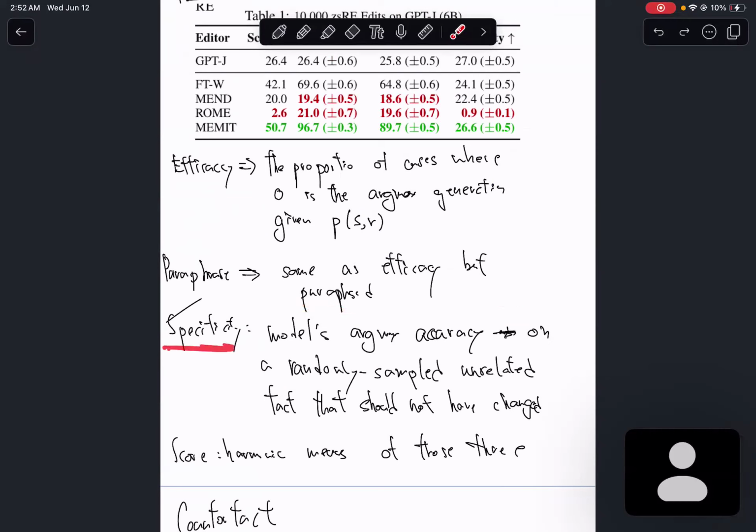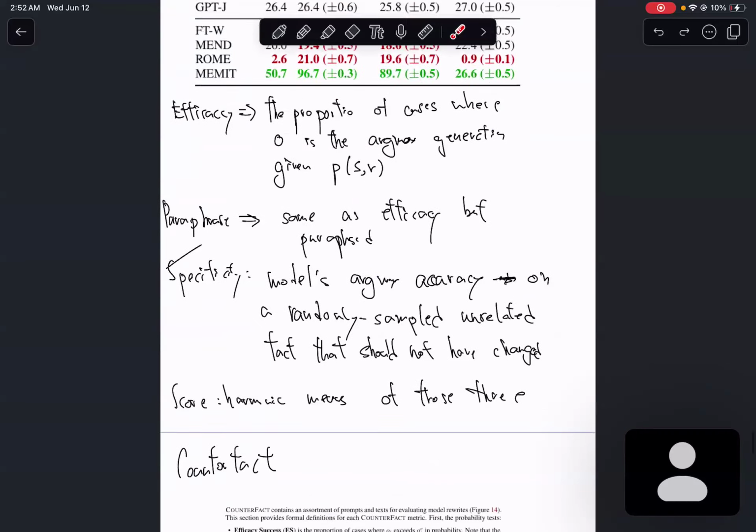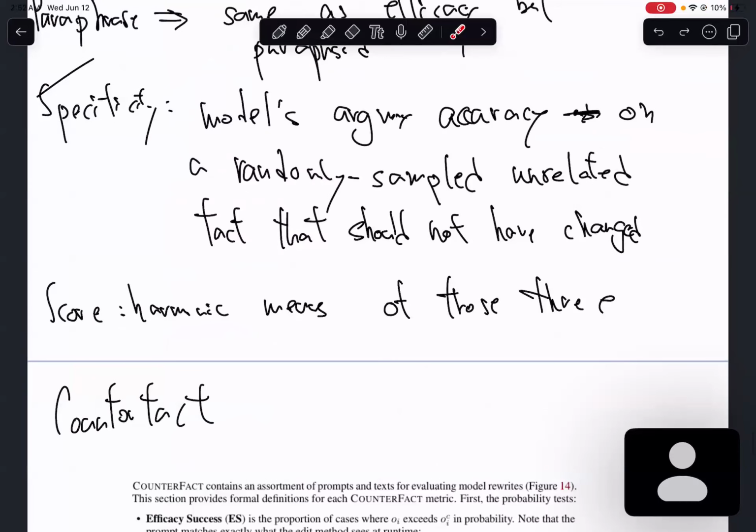This one here is your accuracy on random unrelated samples, and these are the things that it should not change. Sometimes a model fails, where it does edit the new knowledge, but unrelated things also change. For example, Michael Jordan plays tennis, but somehow Obama is an actor, which I'm not sure. Maybe he was an actor before. But you get the idea.